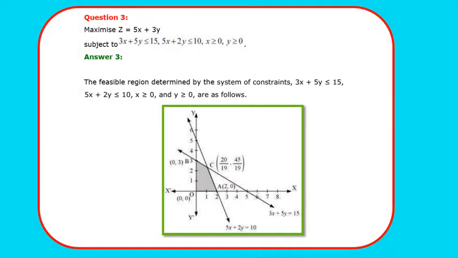Moving to question 3. Maximize z equals 5x plus 3y subject to 3x plus 5y less or equal to 15, 5x plus 2y less or equal to 10, x greater or equal to 0, y greater or equal to 0. So plotting the graph for the given inequalities, we get this graph. The shaded portion is our feasible region. So again we are getting four corner points O, A, B, C, as you can see in the graph.